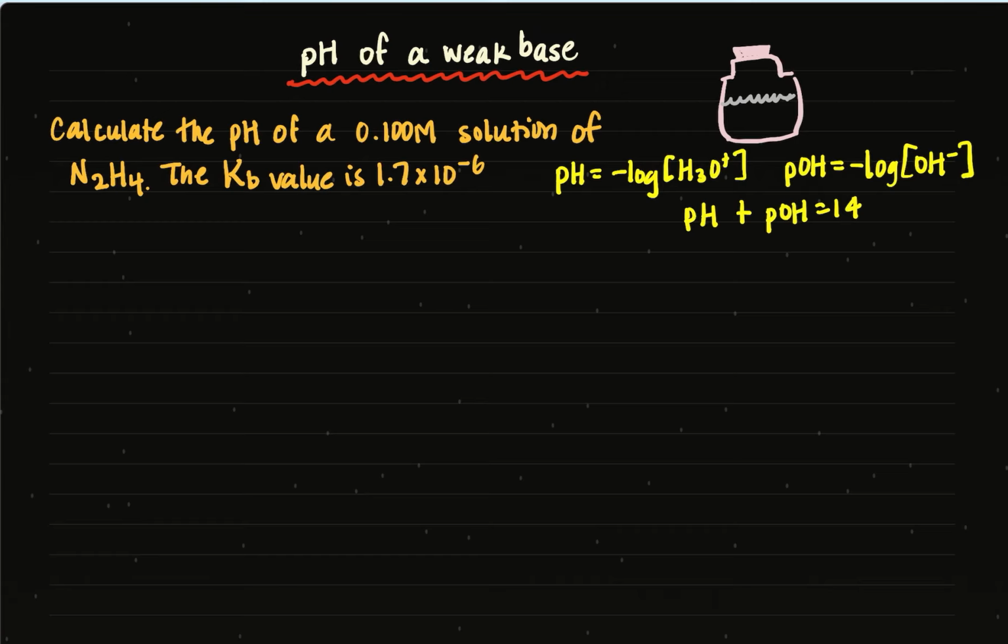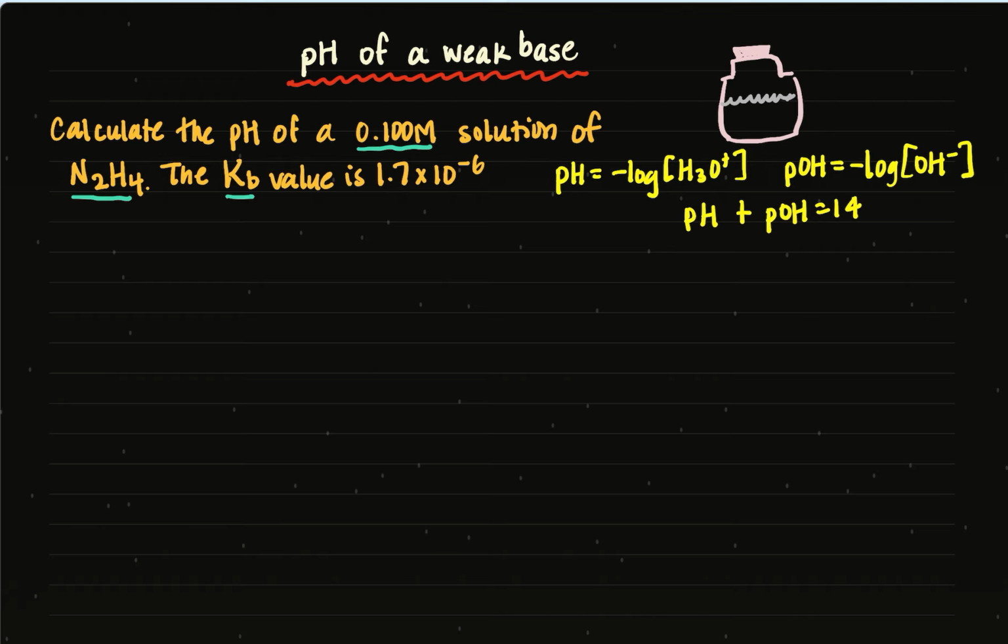Hello and welcome to today's video lesson where we're going to cover how to calculate the pH of a weak base. So let's say I have a 0.100 mole per liter solution of N2H4, that's a weak base. What is the pH value of that solution? So the Kb of the base is also given to me, which I will need to solve the question.